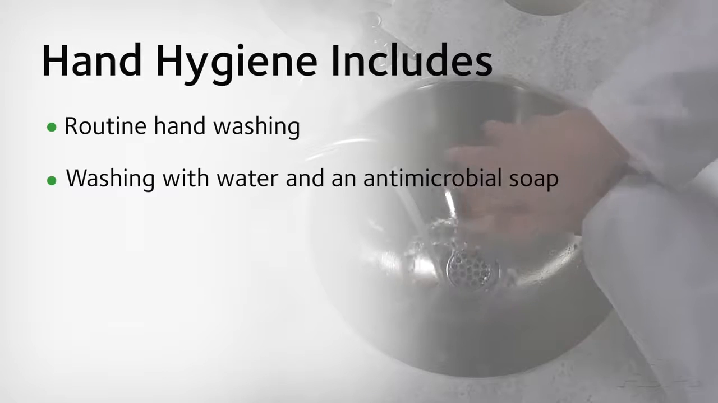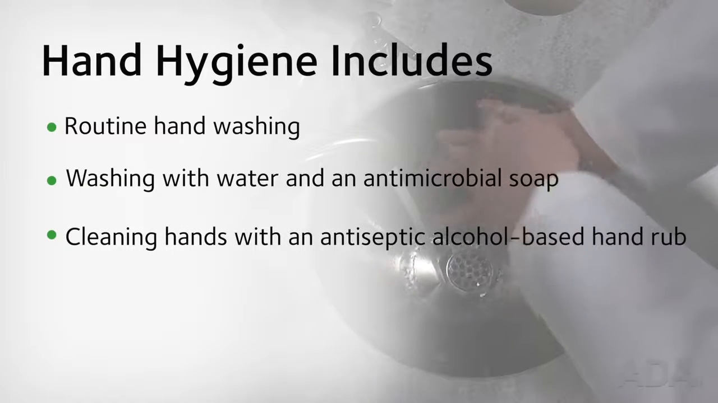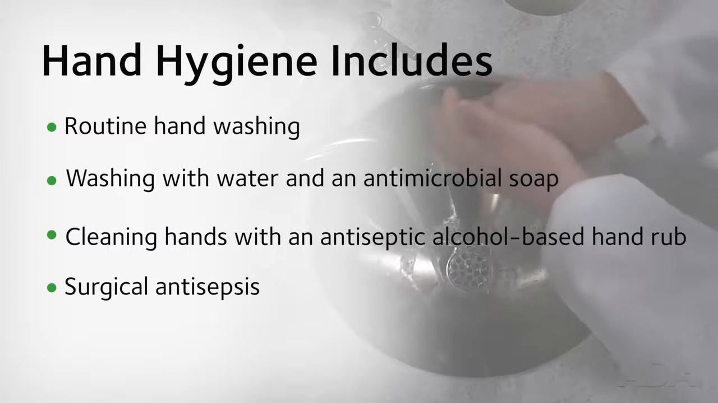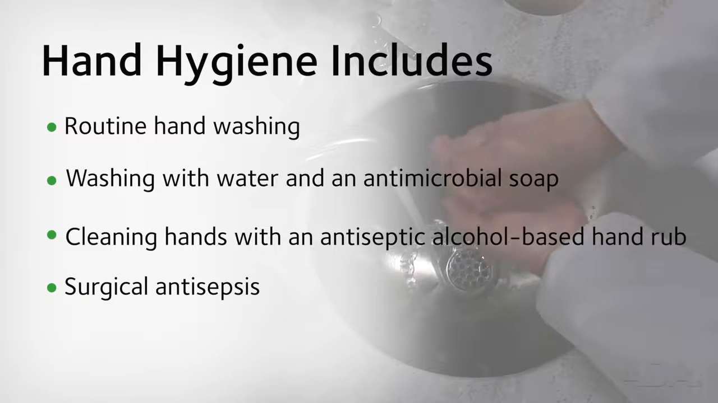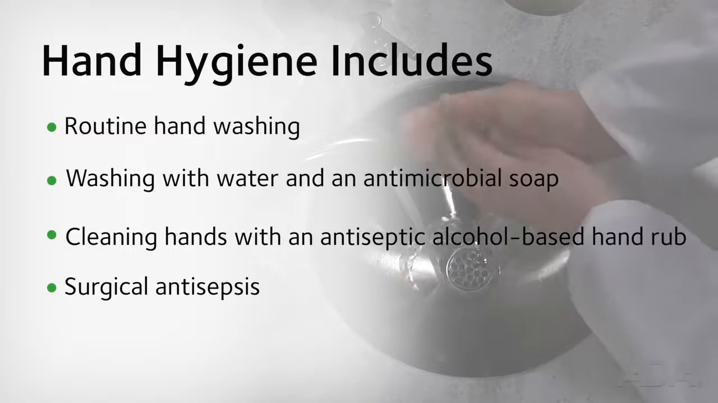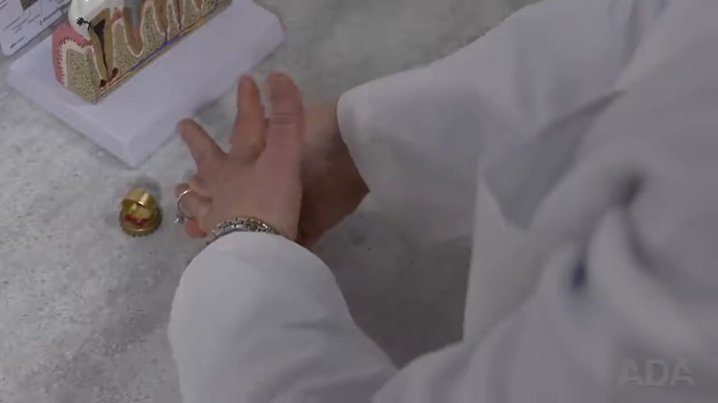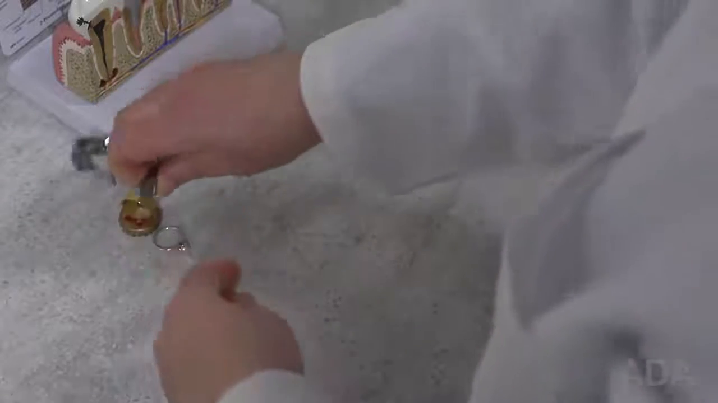Hand washing with water and an antimicrobial soap, cleaning hands with an antiseptic alcohol-based hand rub, and surgical antisepsis, using water and an antimicrobial soap or water and non-antimicrobial soap, followed by an alcohol-based surgical hand scrub product with persistent activity. In keeping with infection control procedures in the dental practice, avoid wearing jewelry, including watches.